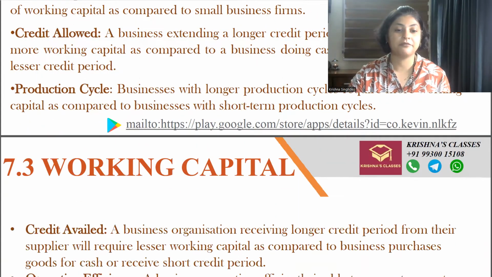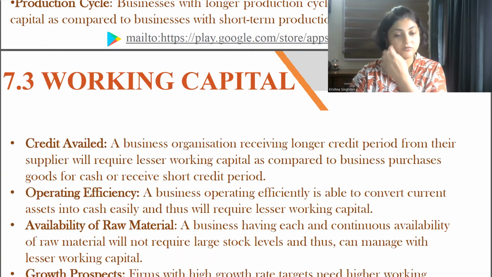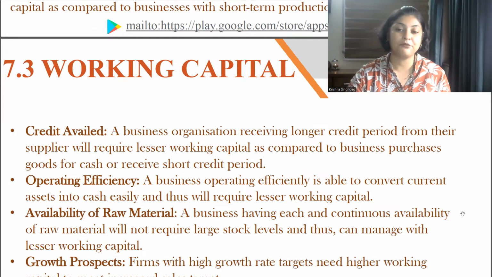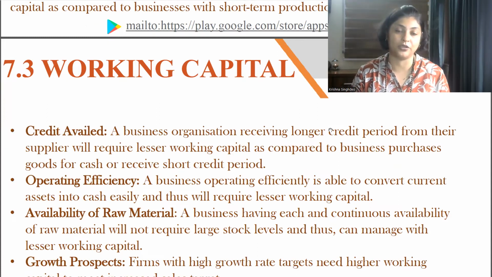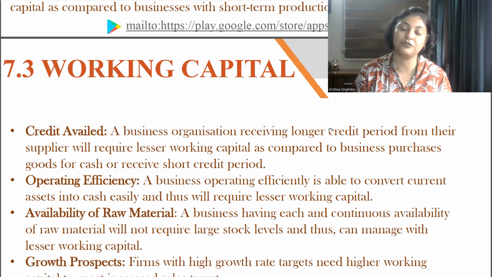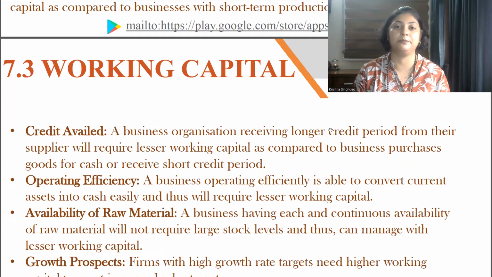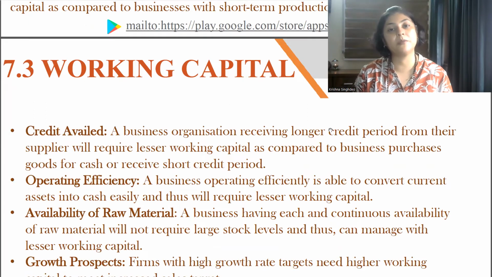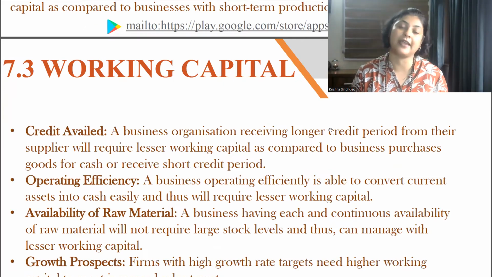So these are some of the factors. Some more factors are here which are going to affect the working capital requirement. One factor is credit availed. Before this, we had studied credit allowed. Now, credit availed. Credit availed means how much credit period your suppliers are allowing. If you are a trader, you will buy manufactured goods. If you are a manufacturer, you will buy raw material. In both the cases, how much credit period is allowed by your supplier matters. If your suppliers are giving you a good amount of credit period, your working capital requirement will reduce because you don't have to pay cash upfront.